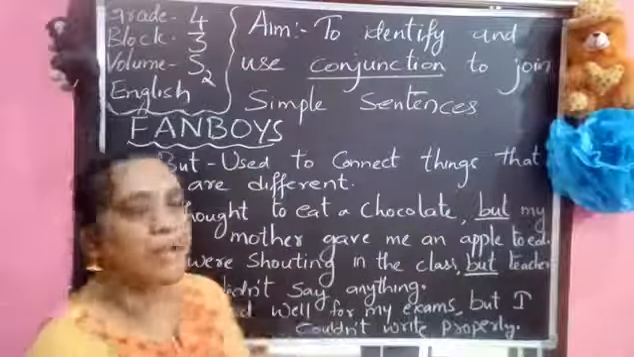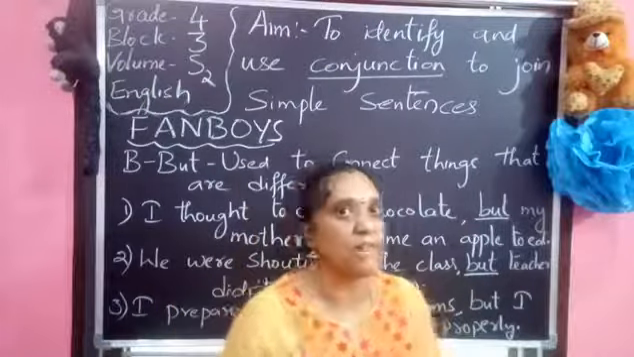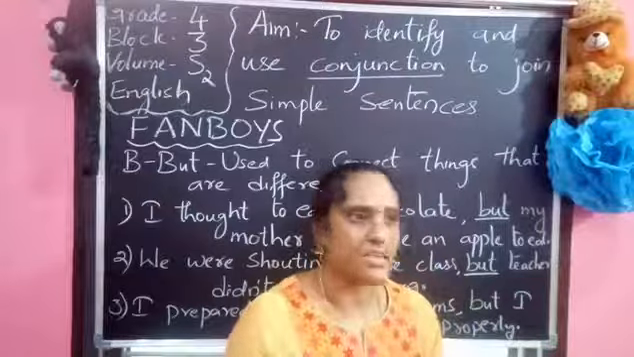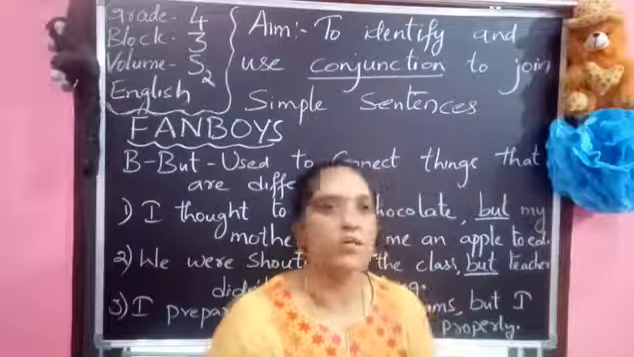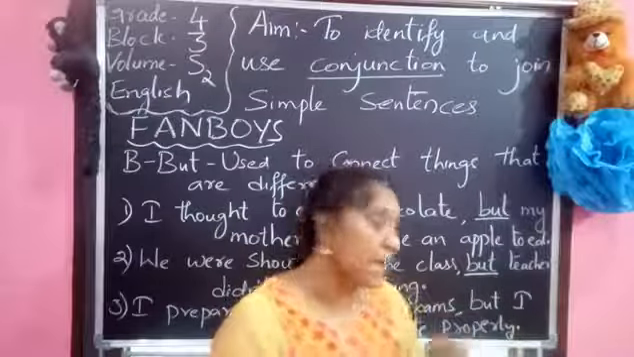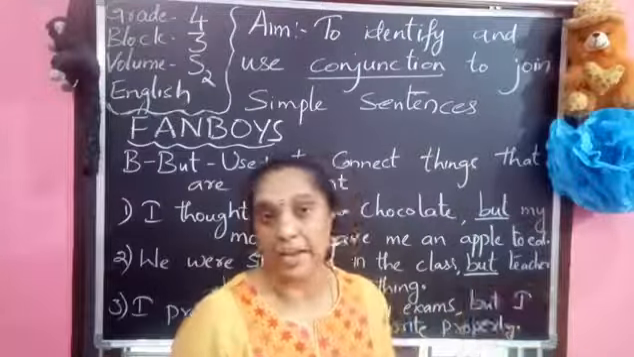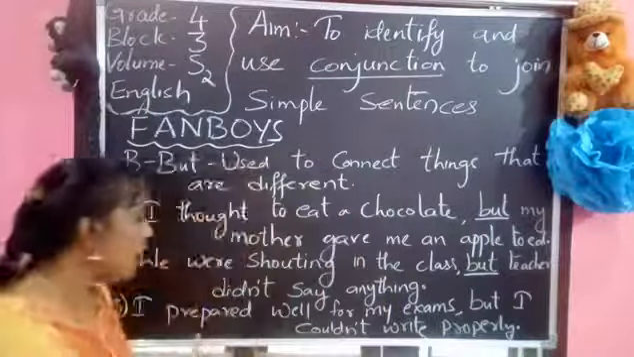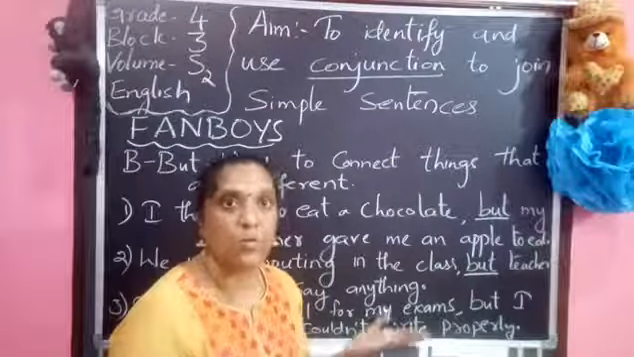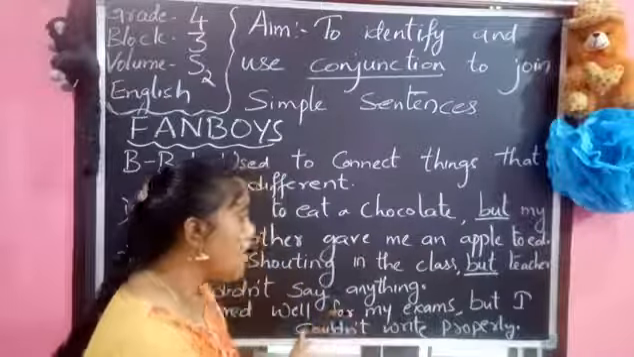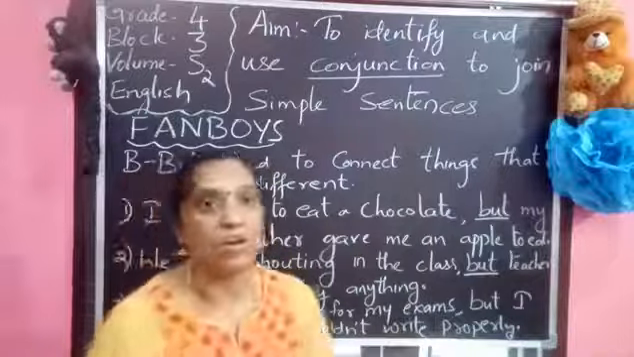I prepared well for my exams. Very well I prepared for my exams so that I can write them very well. I can attempt them very well. That is a normal thing. It must happen. But we can see that because of Corona we didn't write our exam. But happened here. What happened here? I couldn't write properly. I was unable to write. Here, I prepared well for my exams. When I prepared well, I must write very well. But what happened here? I was unable to write them.